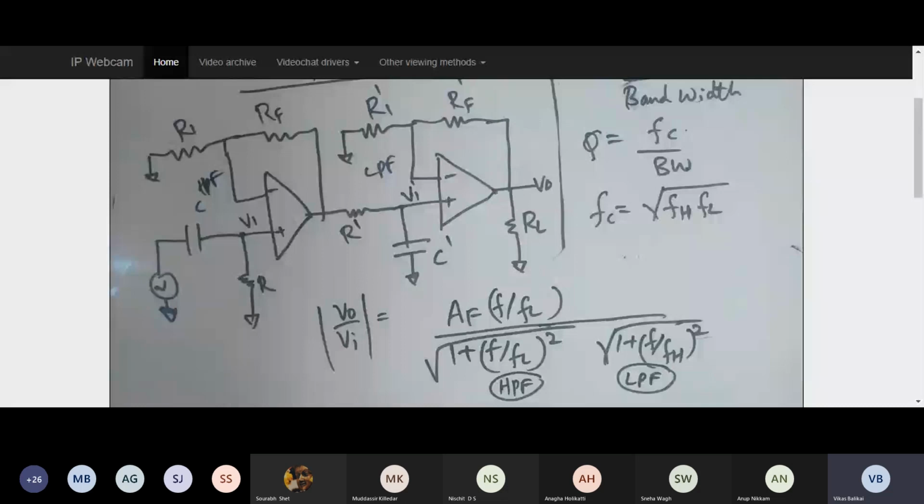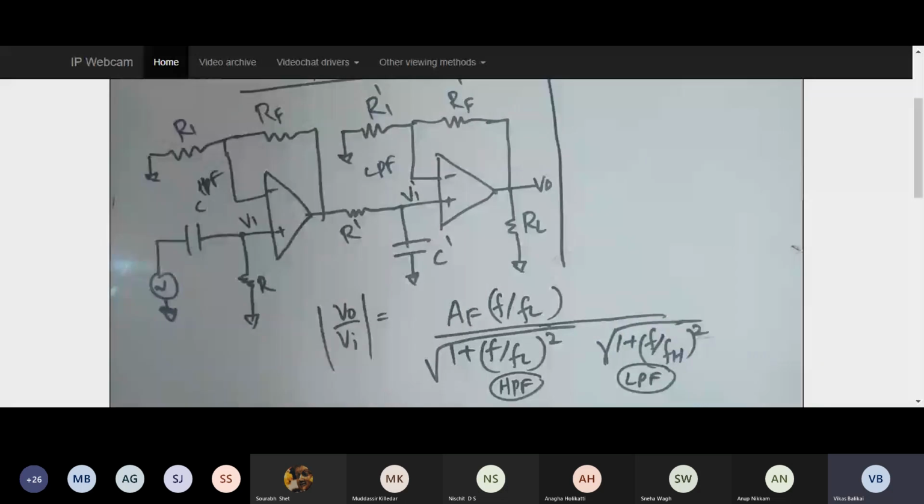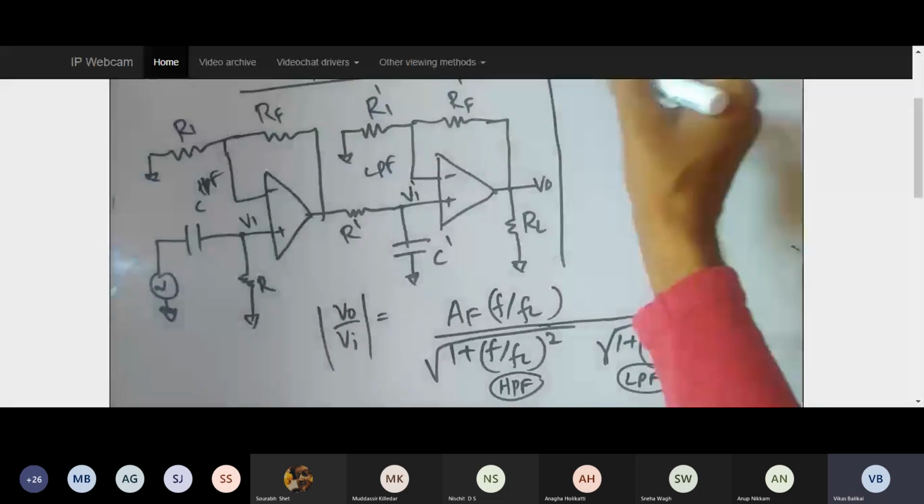Now quickly jump into one small numerical and try to understand how exactly we're going to solve a numerical for your band pass filter. Okay, so I'll just try to rub this. Let me keep this circuit as it is. So this is example number 7.7 from page number 270.